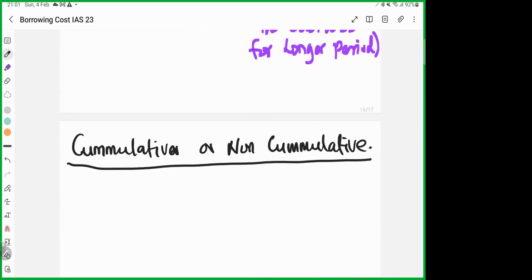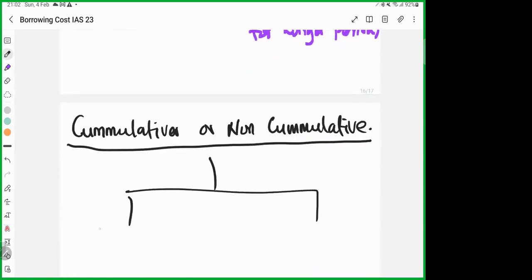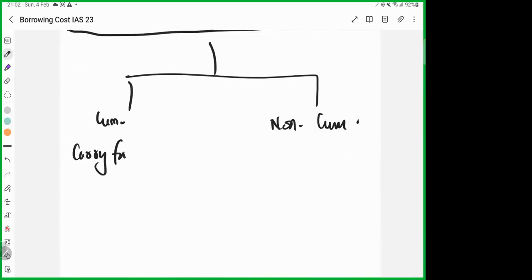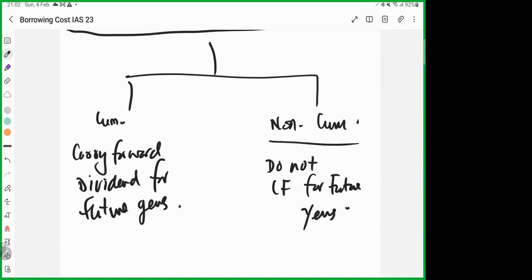So what is non-cumulative then? If in any given year you don't have enough profits to pay dividend, you simply forget. You don't pay dividend and you don't carry forward to the next year. You understand me? Yes, clear. So one way I categorize the preference share capital as redeemable or irredeemable. Second way I categorize as cumulative or non-cumulative. Cumulative: carry forward dividend for future years. Non-cumulative: do not carry forward for future years. Understand, brothers? Yes.